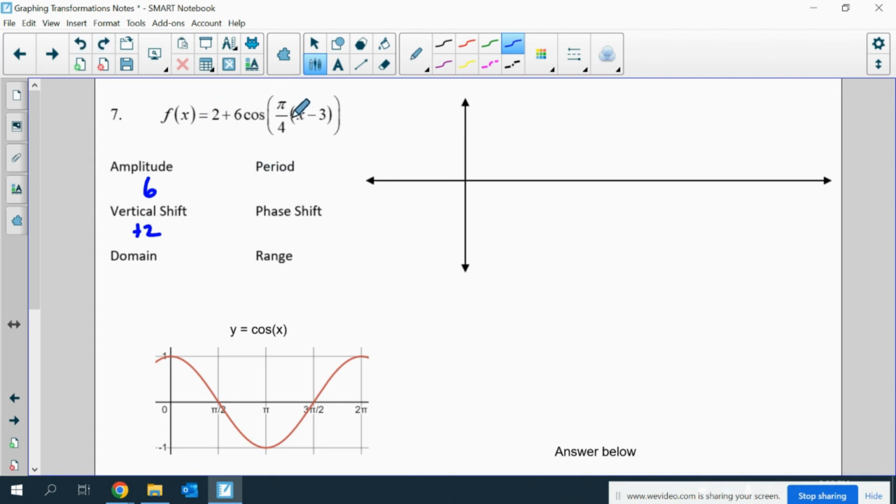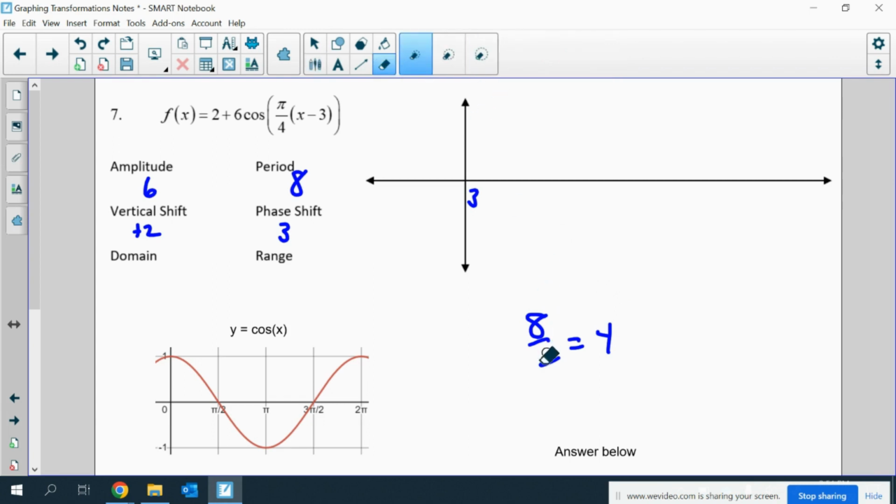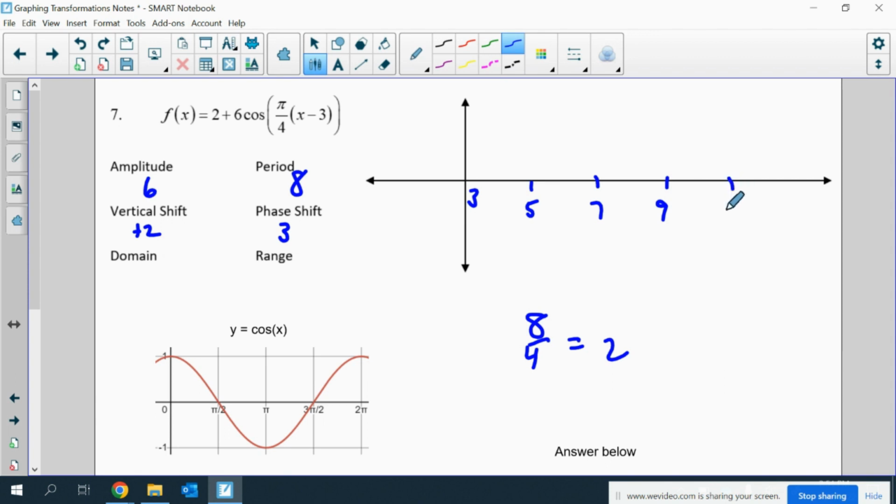Period is going to be 2 pi divided by pi fourths, which is 8. Phase shift is to the right 3. So 8 divided by 4 gives me 2, which is what I have to add every time. So 3, 5, 7, 9, and 11.